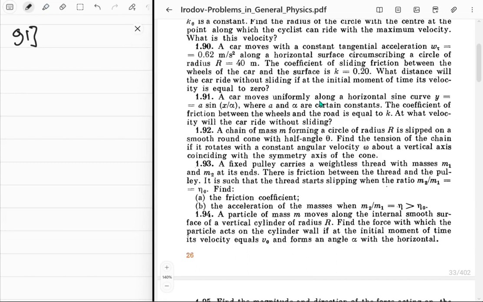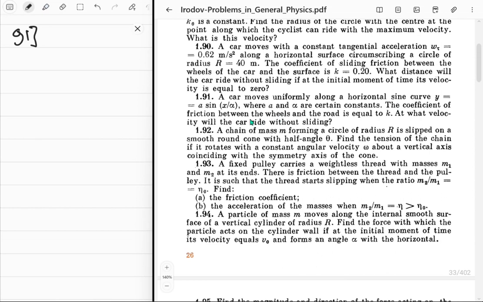A car moves uniformly along a horizontal sine curve. Wait, what? A horizontal? What does that even mean? Y is equal to a sine of x upon alpha. Okay, I understand it's a sine curve, but horizontal. Oh, okay. So it's just on the ground. It's flat. That's what they say. Where a and alpha are certain constants.